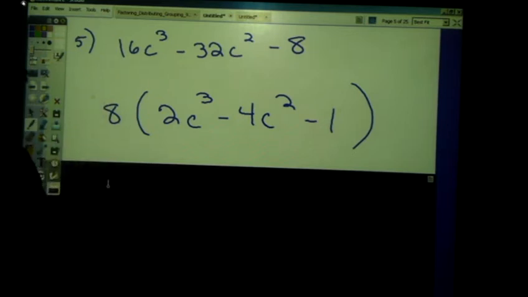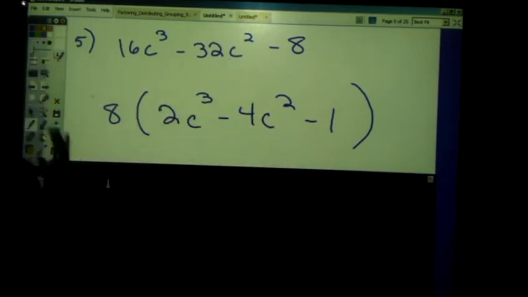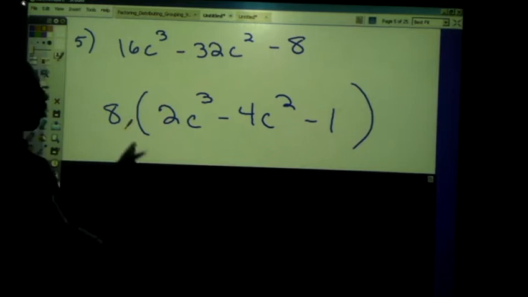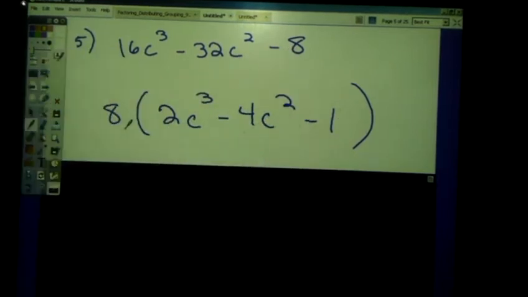That's just like 3 kids and all 3 kids like the same kind of music, you have that in common. If 2 of the 3 kids like rap and 1 of the kids likes country, then you do not have liking rap music in common. Okay? So each one of these terms has to have a C for you to pull it out. If they don't, you don't pull out the C. 8 goes into 16 2 times, C to the third. 8 goes into negative 32, negative 4, C squared, and then 8 goes into 8 one time with a negative.